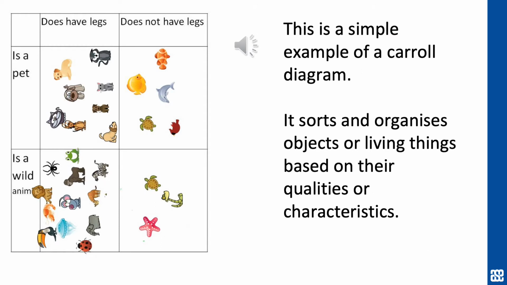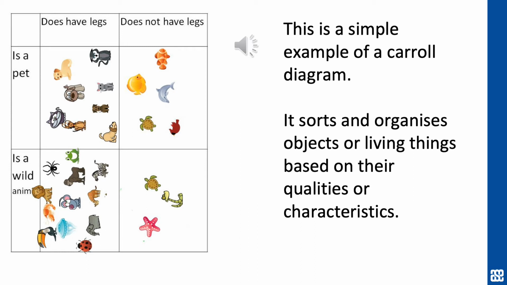The last slide just mentioned Carroll diagrams. In case you didn't know what it was, I'm sure you'll have seen one of these before. This is just a simple Carroll diagram, and all it is for is sorting and organising objects and living things based on qualities and characteristics. Now, we did characteristics when we did living things, so you know that they're just the features of something.